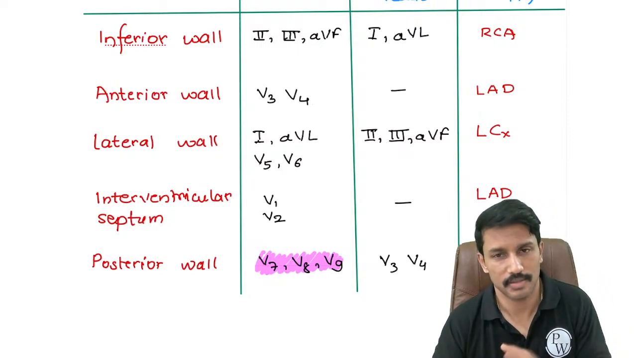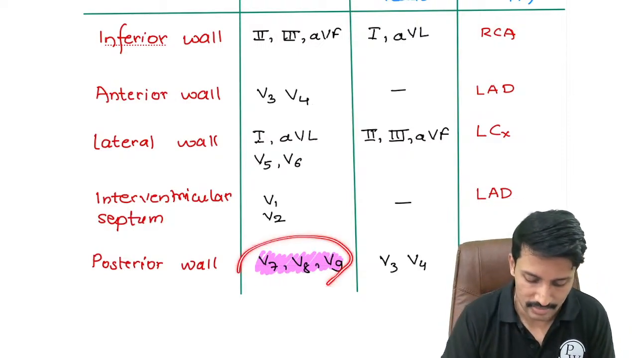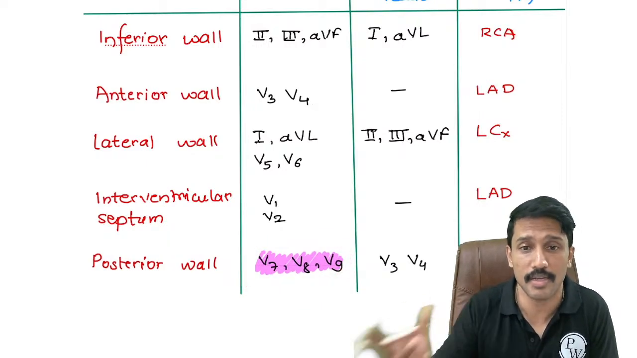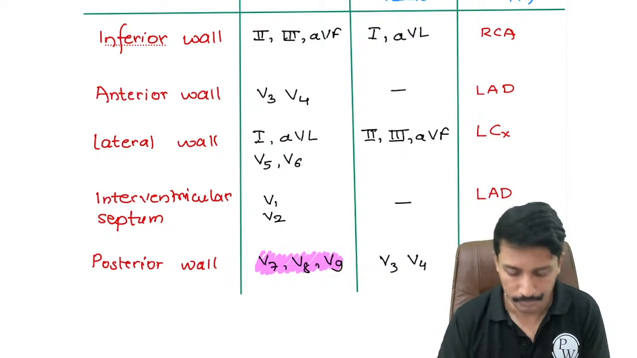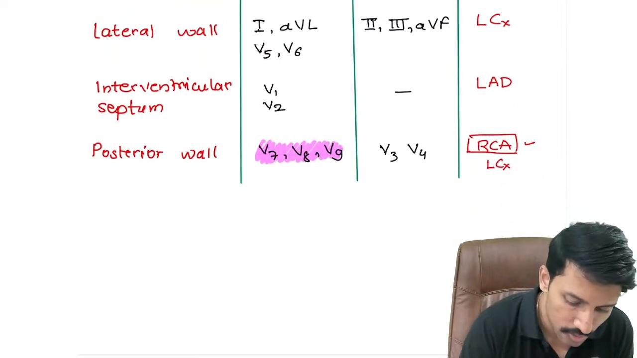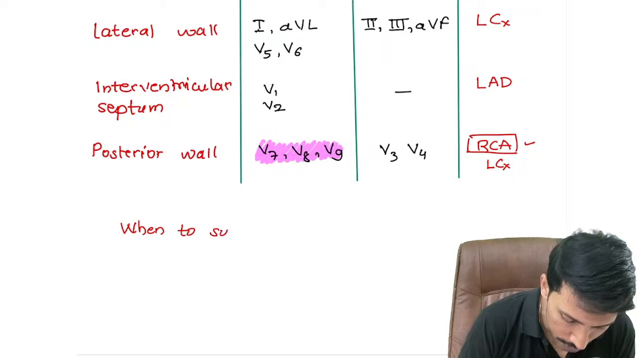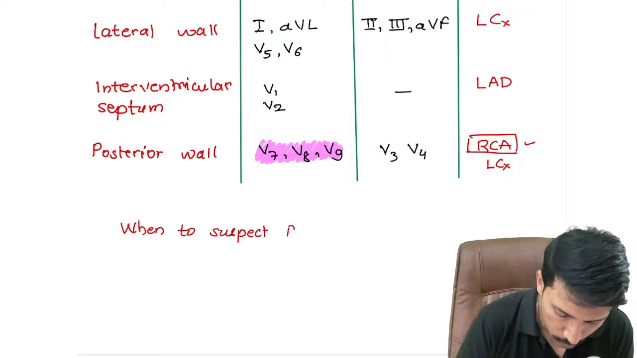So when should I suspect? Until and unless I suspect, I will not add 3 leads. I will not do this extra ECG. I may not be able to unmask the posterior wall MI, right? So we will put one small note here. When to suspect posterior wall MI?